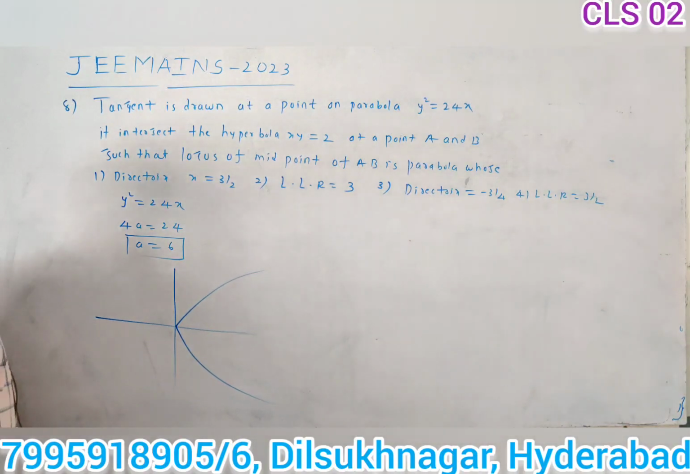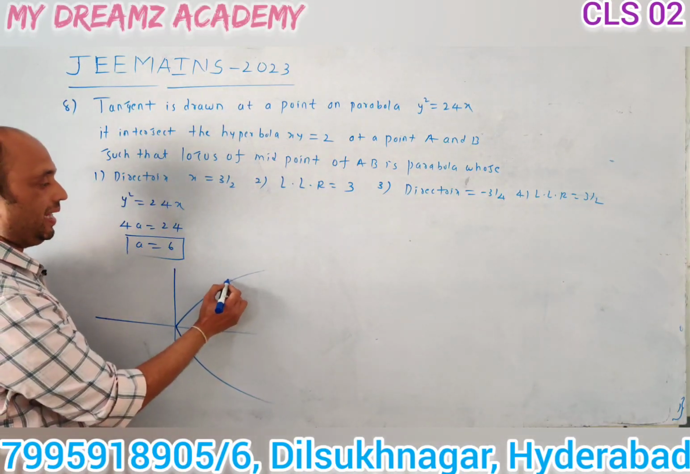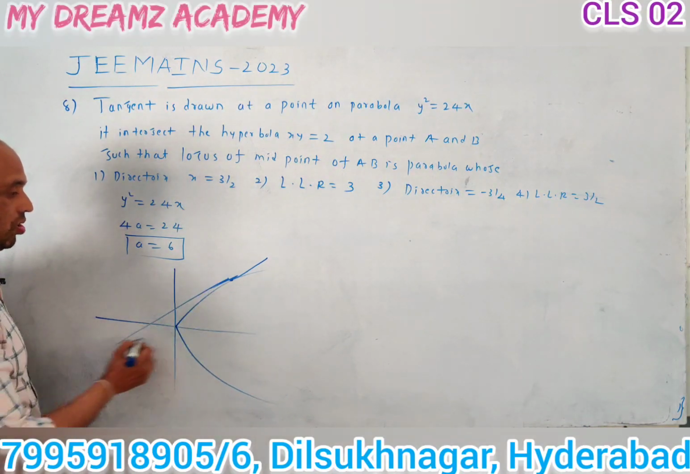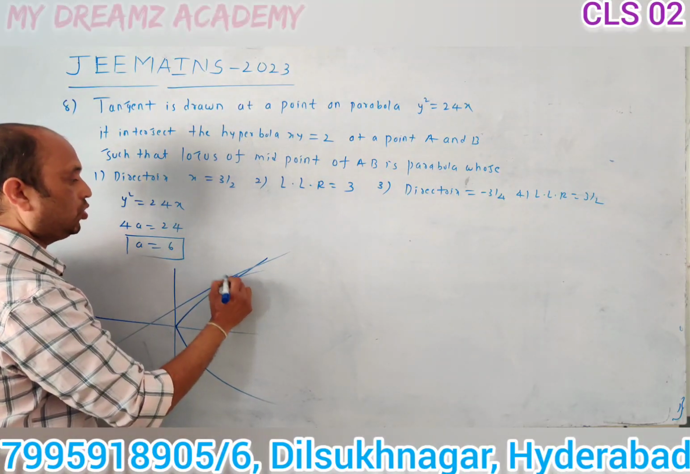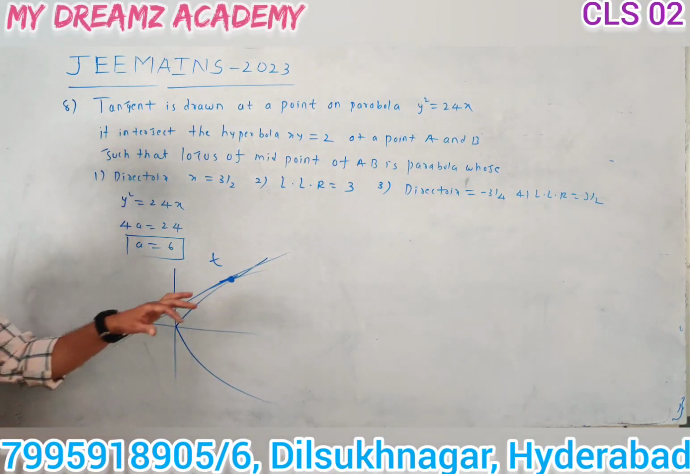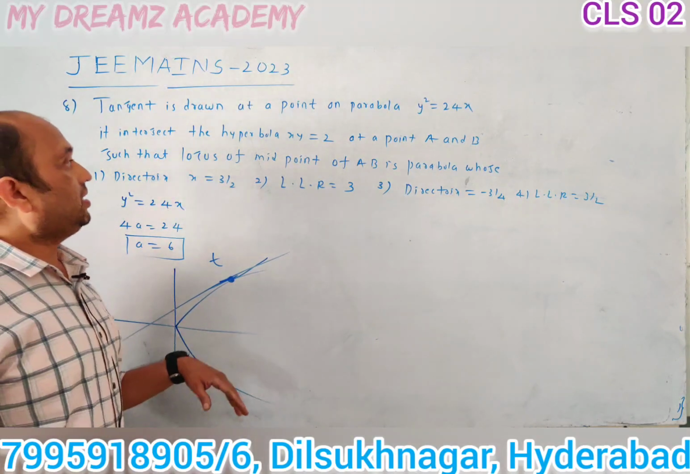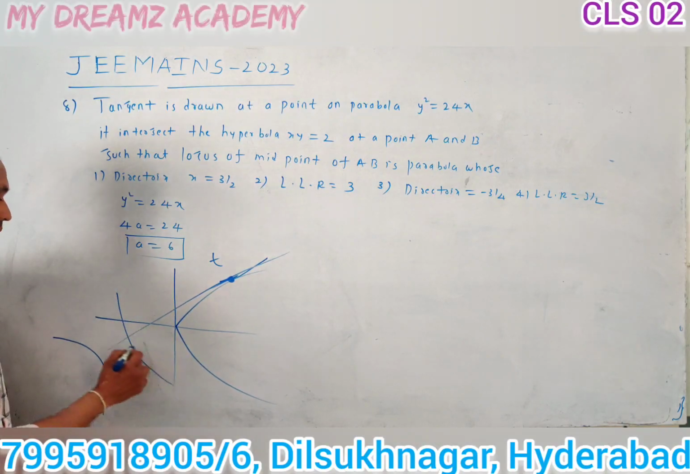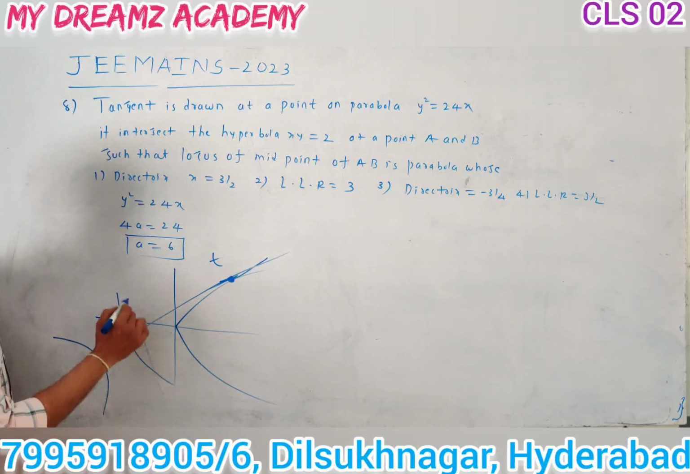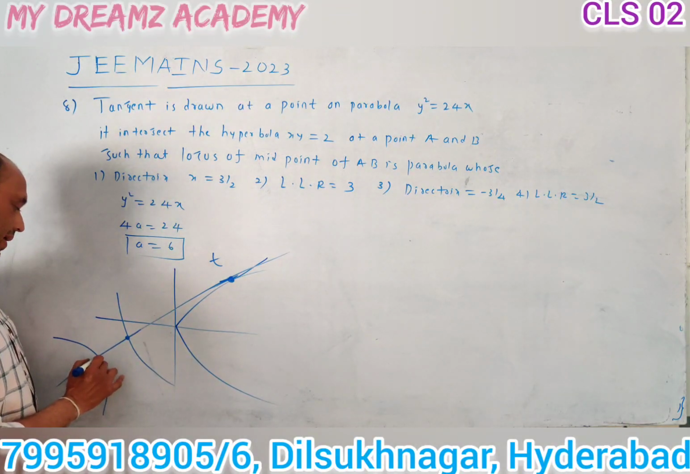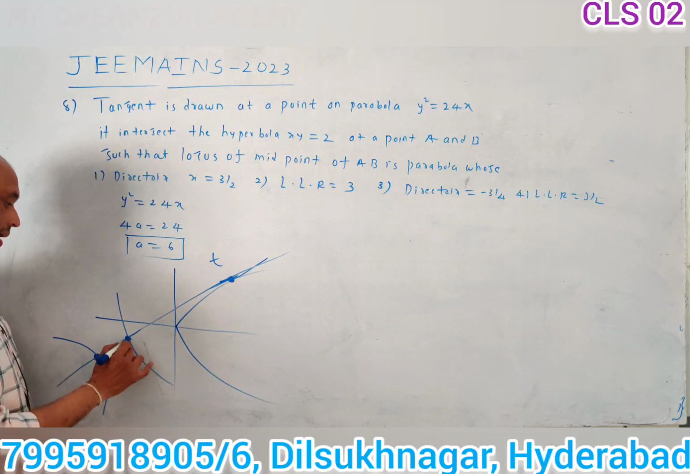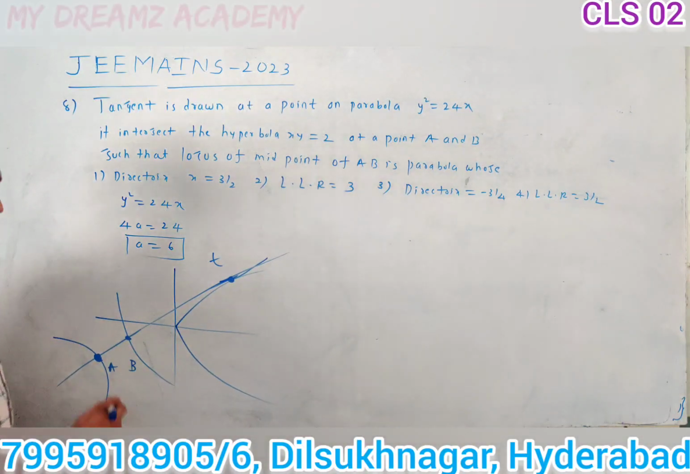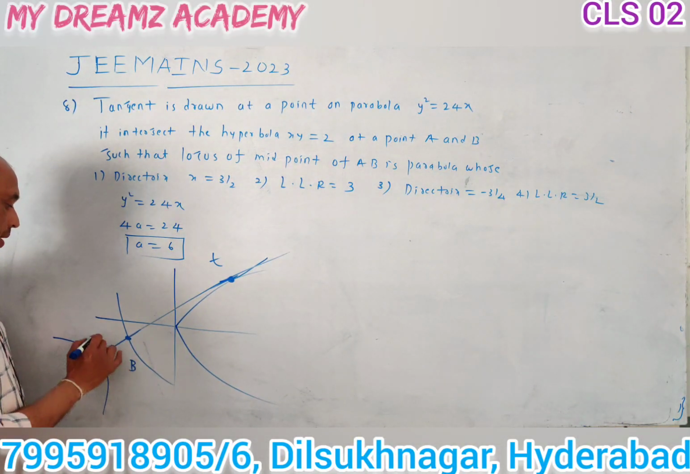So at any point on the parabola, say at a point t, the tangent is drawn. This tangent intersects the rectangular hyperbola at A and B, such that we want to find the locus of the midpoint of AB.